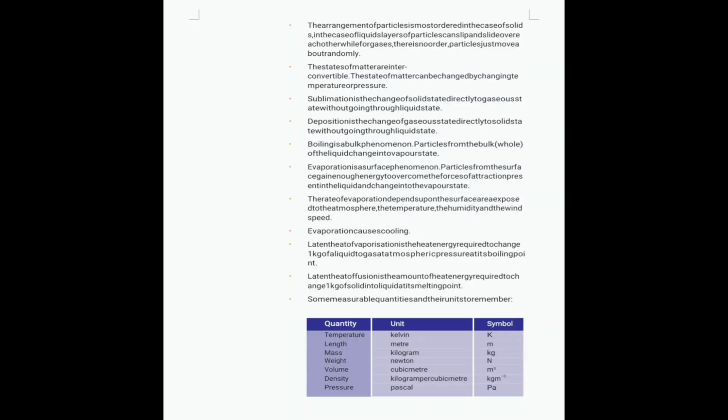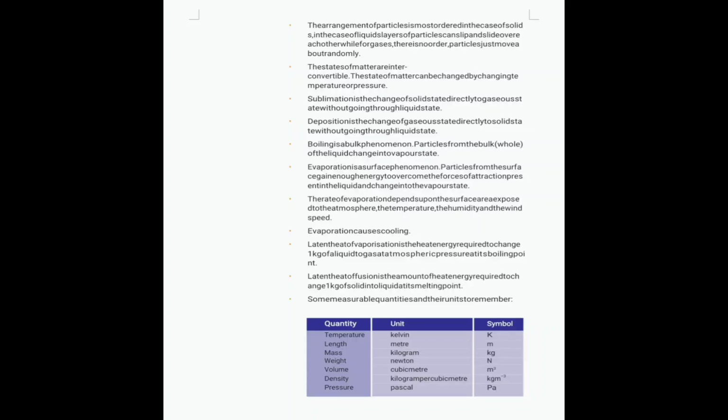The states of matter are interconvertible. The state of matter can be changed by changing temperature or pressure. Sublimation is the change of solid state directly to gaseous state without going through liquid state. Deposition is the change of gaseous state directly to solid state without going through liquid state. Boiling is a bulk phenomenon. Particles from the bulk, whole, of the liquid change into vapor state.